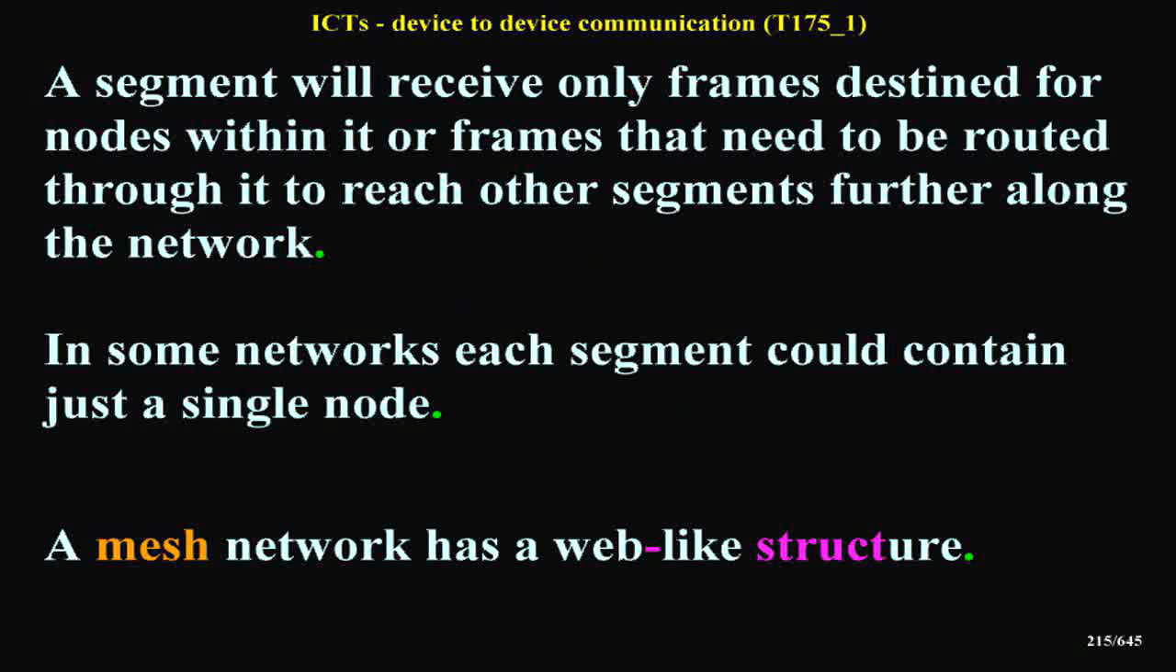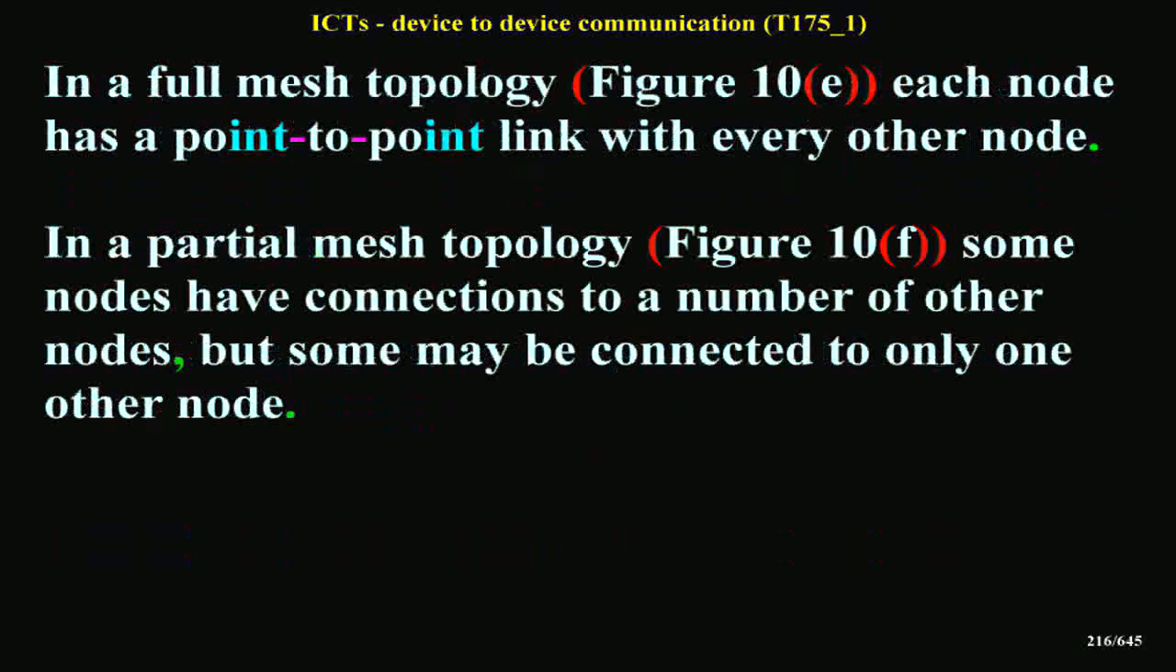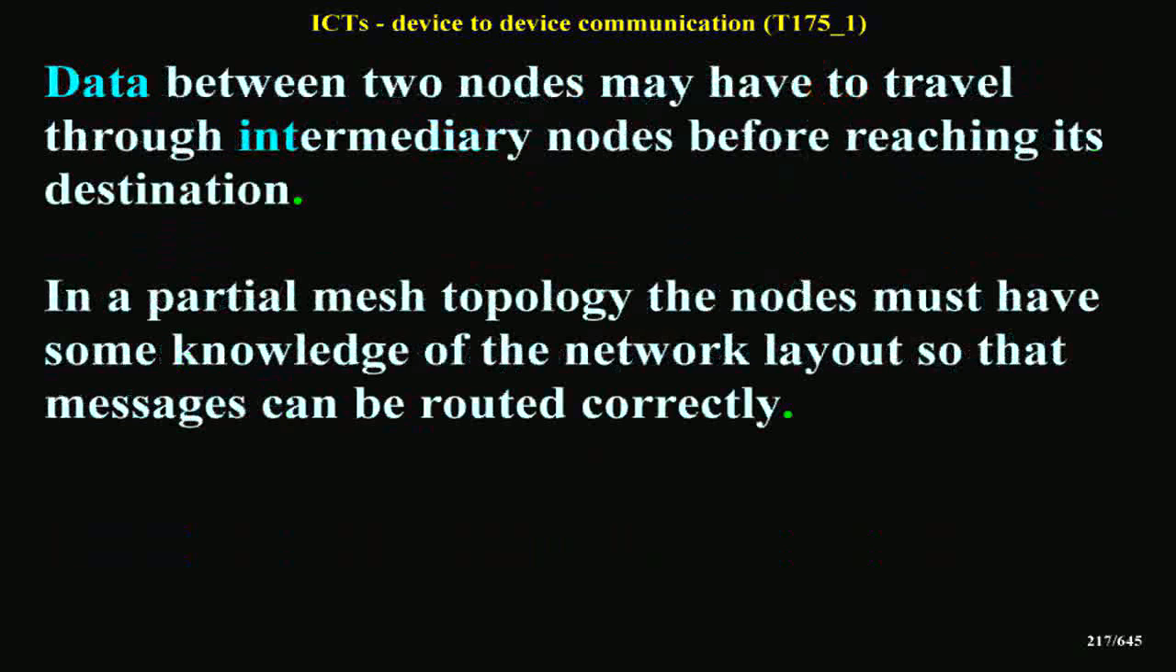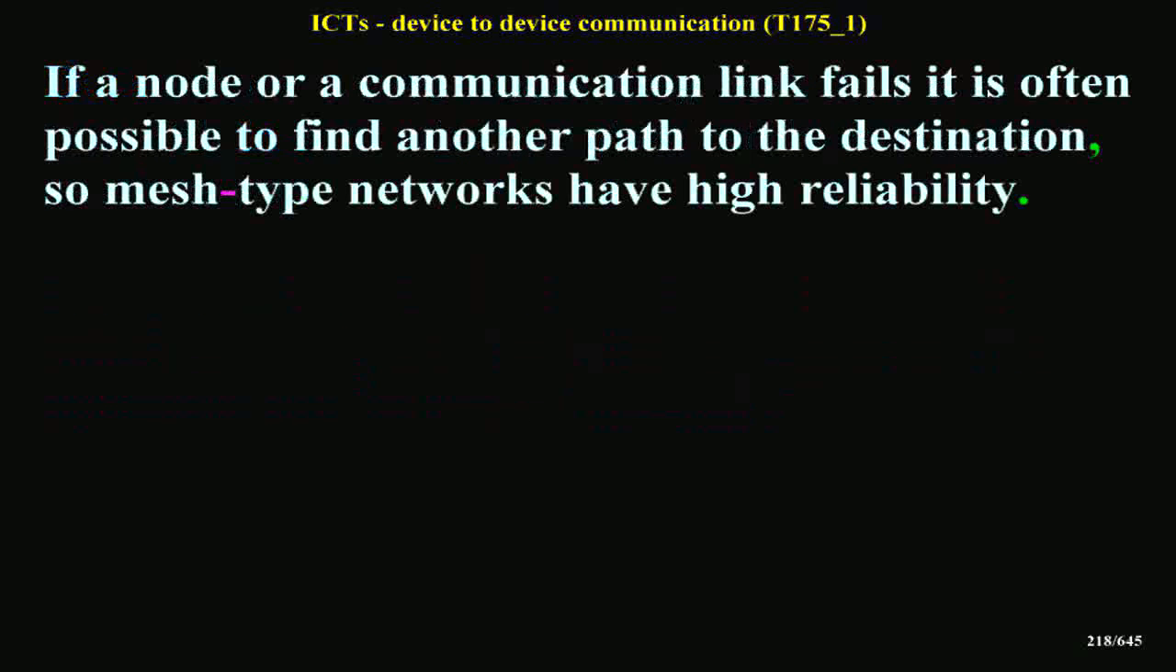A mesh network has a web-like structure. In a full mesh topology (figure 10e), each node has a point-to-point link with every other node. In a partial mesh topology (figure 10f), some nodes have connections to a number of other nodes, but some may be connected to only one other node. Data between two nodes may have to travel through intermediary nodes before reaching its destination. In a partial mesh topology, the nodes must have some knowledge of the network layout so that messages can be routed correctly. If a node or a communication link fails, it is often possible to find another path to the destination, so mesh-type networks have high reliability.